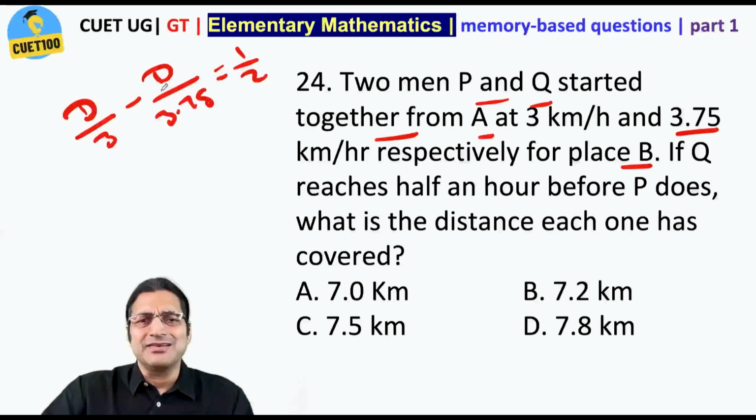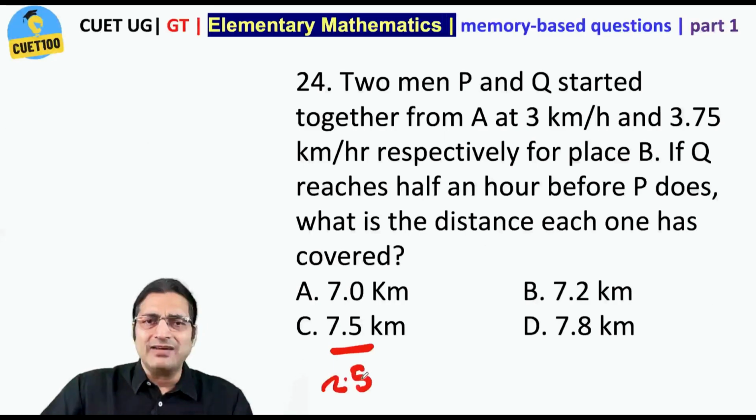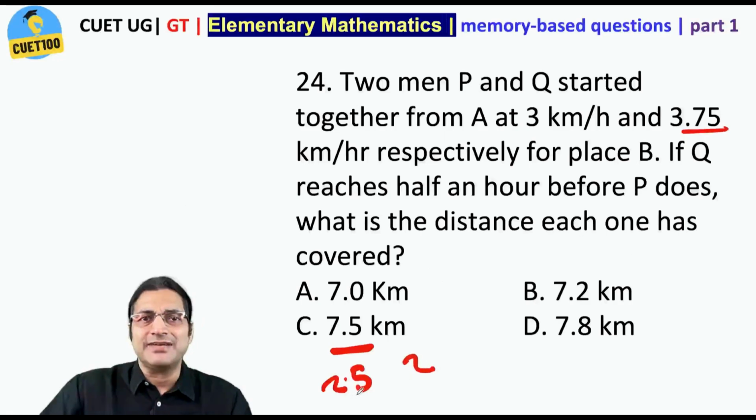Now, why is that needed? Tell me one thing, in most of the cases, whatever be the total distance, that should be divisible by 3 as well as 3.75. Here 7.5, look at it carefully. If you divide it by 3, you get 2.5. If you divide it by 3.75, you get 2, and the difference between 2.5 and 2 is 30 minutes. So, straight away this is your answer.